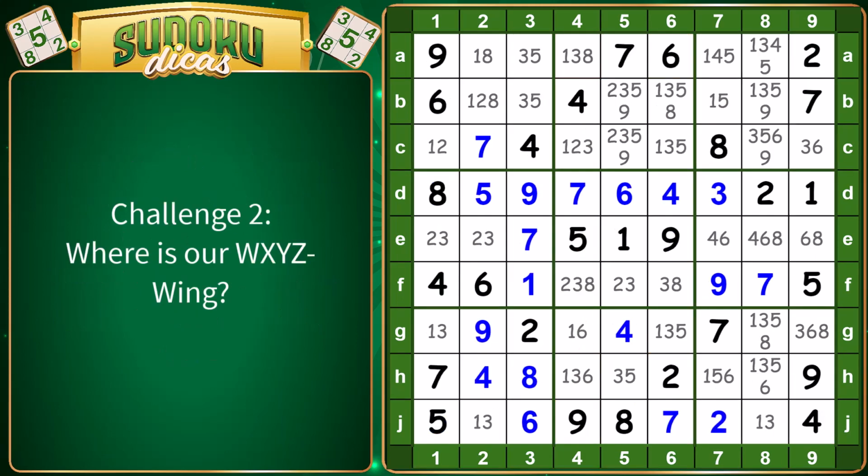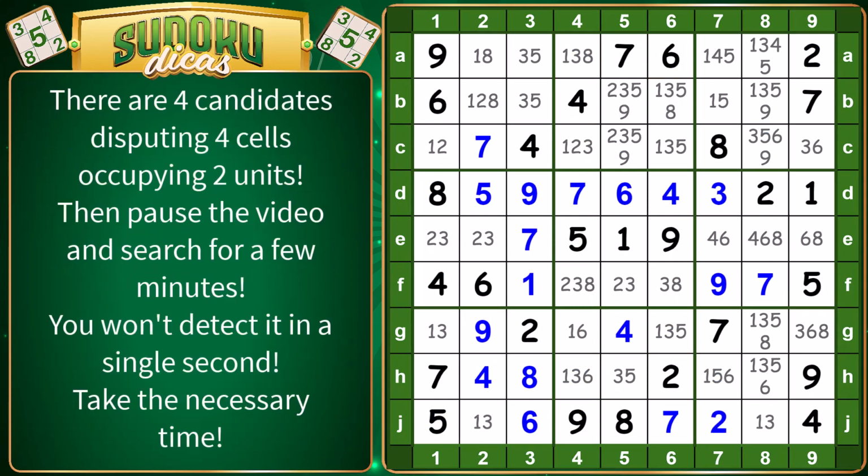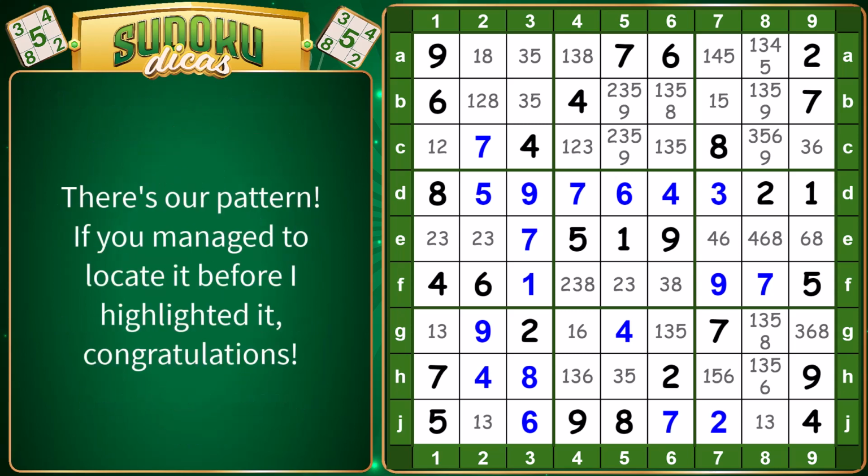Challenge 2. Where is our WXYZ wing? There are 4 candidates disputing 4 cells occupying 2 units. Then pause the video and search for a few minutes. You won't detect it in a single second. Take the necessary time. There's our pattern.